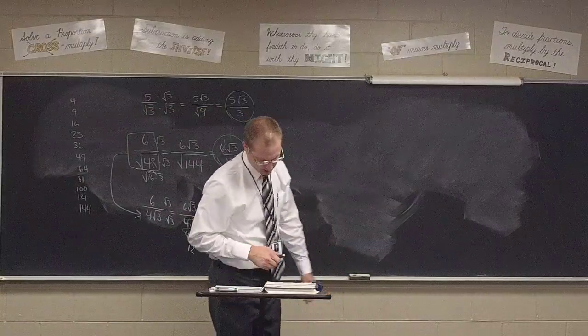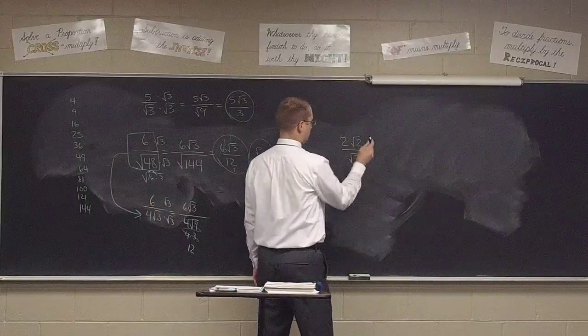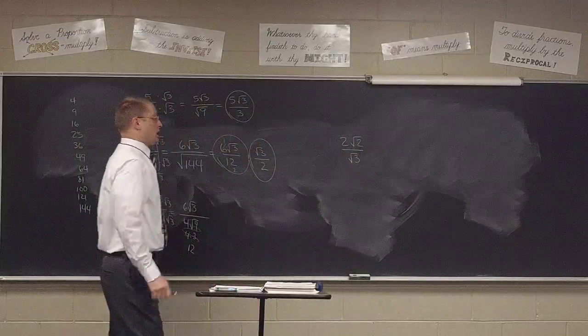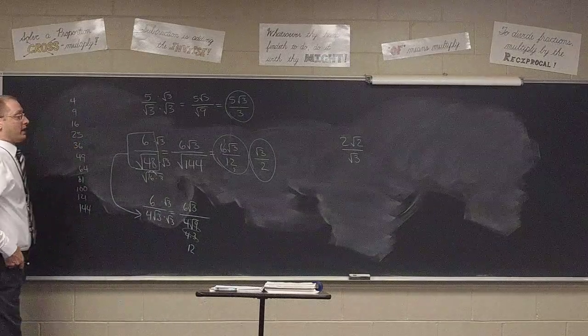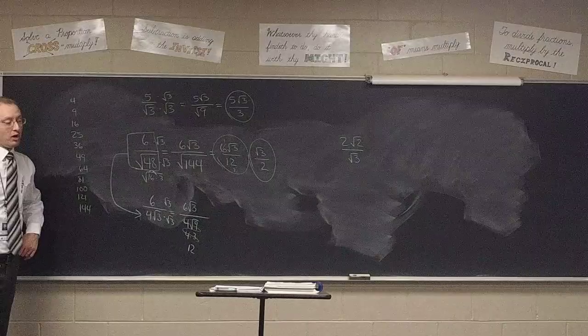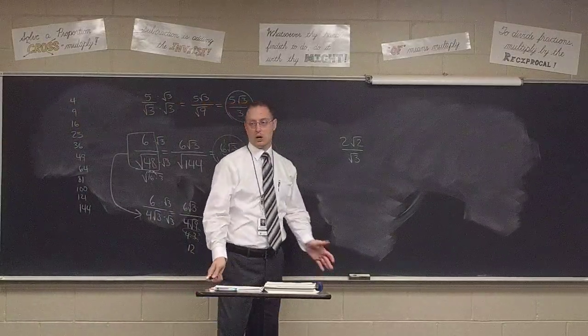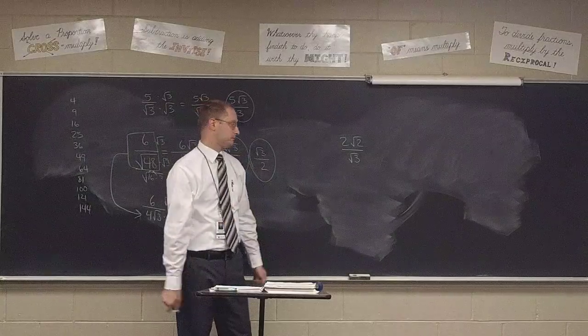Number 13. Number 13, we have a 2 times the square root of 2 over the square root of 3. Here we have a radical in the numerator and a radical in the denominator. But the only one I care about, class, is the one in the denominator. What do I need to do? Walk me through the process here, Maddie.